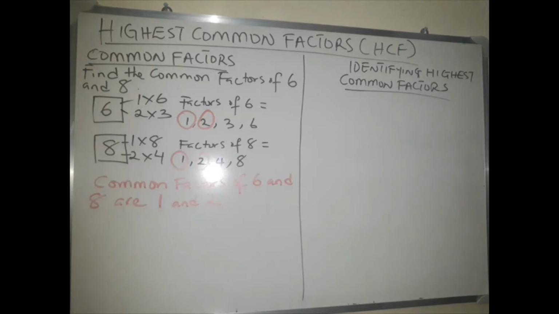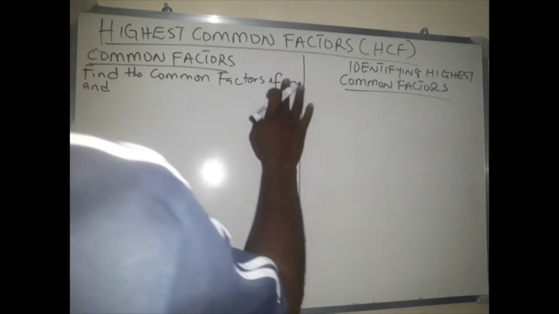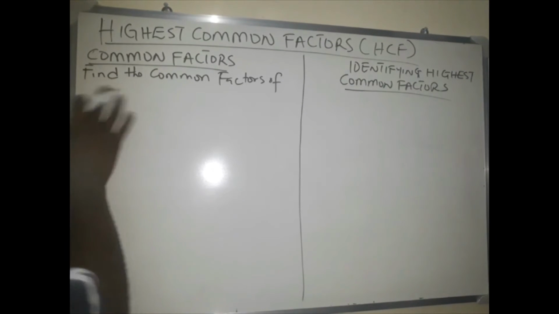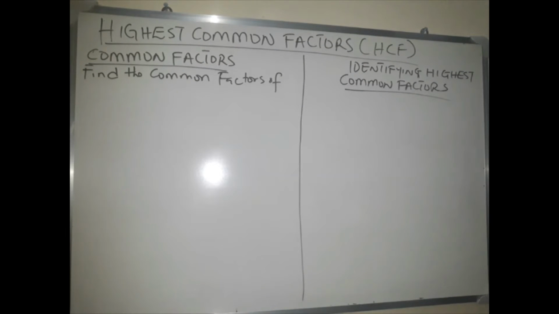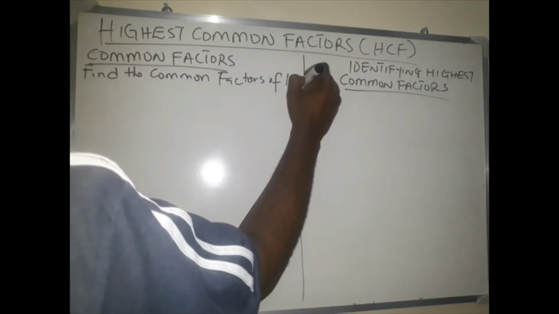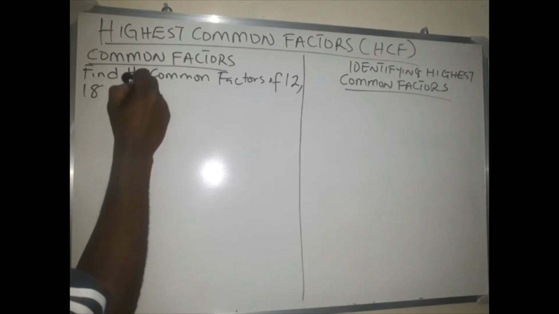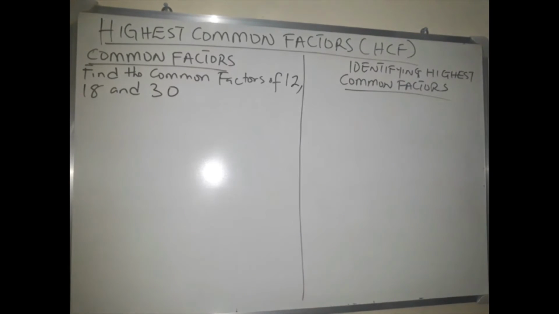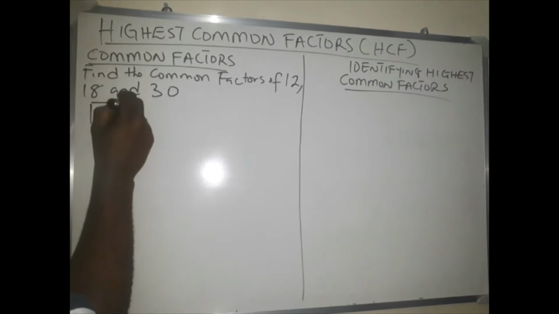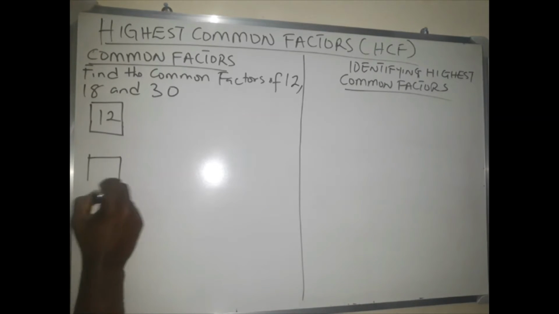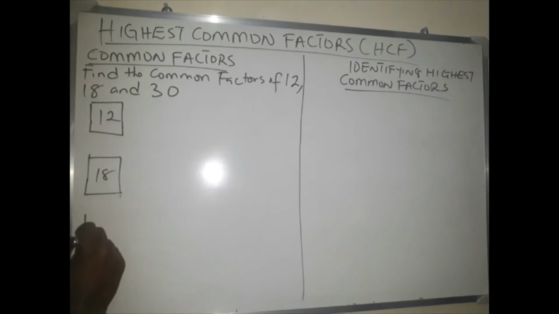So I'd like us to also look at another example. This time I want us to use three given numbers, and the numbers are 12, 18, and 30. Find the common factors of 12, 18, and 30. The first thing we do in this case, of course, is to find the factors of 12, then the factors of 18, and then the factors of 30.